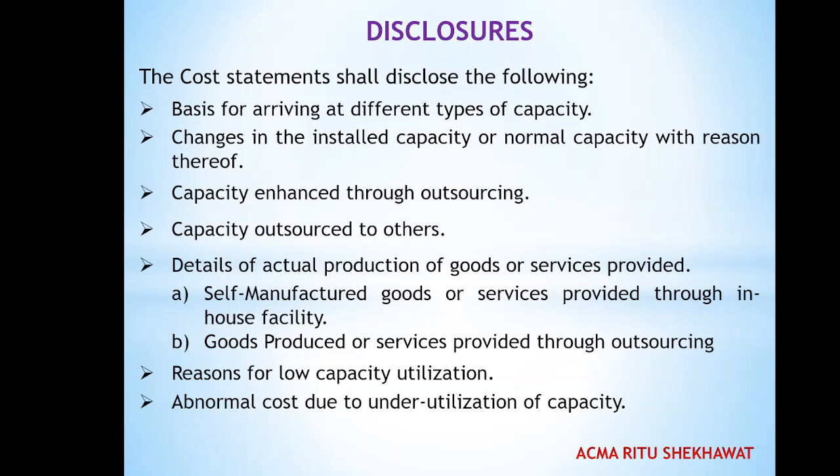And abnormal cost due to underutilization of capacity. Yes, in this pandemic there were many abnormal costs that occurred. Many industries have faced them. So this is CAS 2 overall.